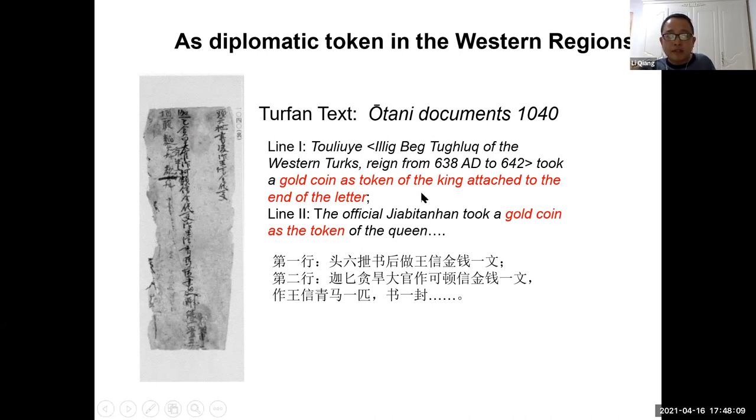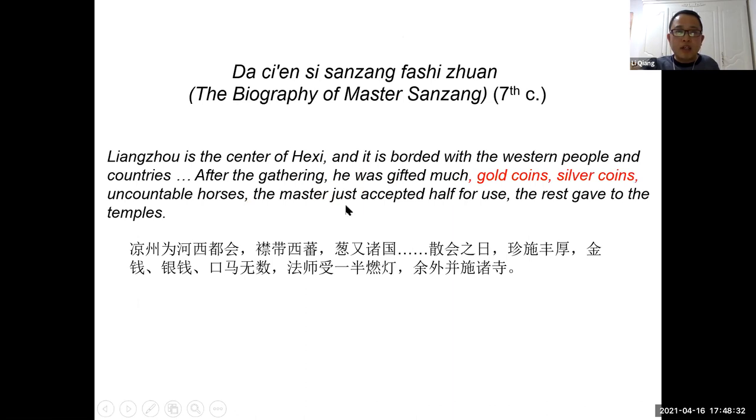So it means that the solidus was used outside of the Byzantine world for diplomatic use. It shows that the solidus was not only Byzantine propaganda, but was regarded as an important treasure, also an important token for the king. And Chinese sources also mentioned that in the West of China gold coins and silver coins were used, but during that period China didn't cast gold coins. And also in the West of China we found that Sasanian coins were used. Sasanian coins were silver, we know that. So these gold coins are also believed to be the Byzantine solidus.